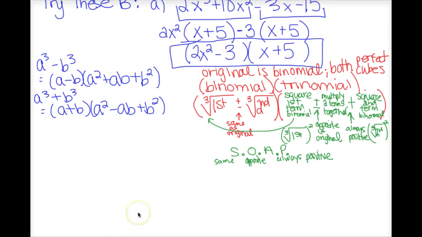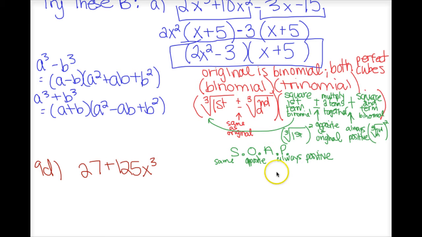All right, so what I want to look at here, if you were in class, we did part C already in class. We may have done an extra depending on how much time we had in your class. But one that we didn't do was D. So we're going to start with, on the bottom of 269, number 9D. And that's 27 plus 125x cubed.